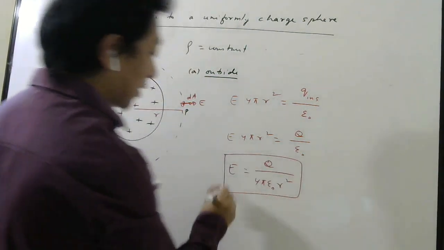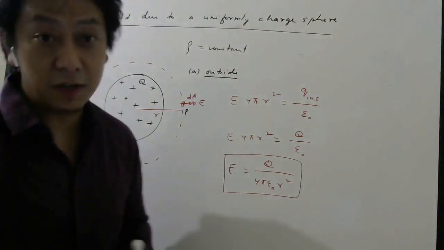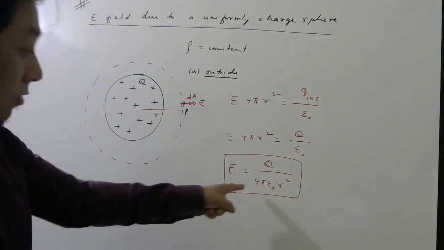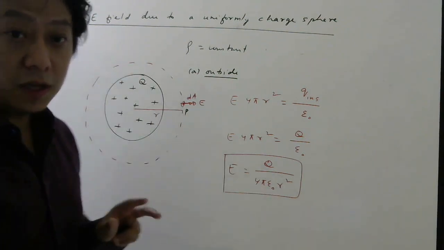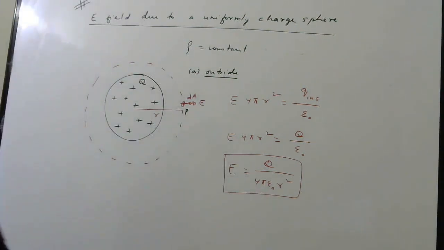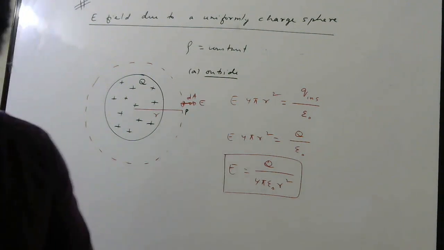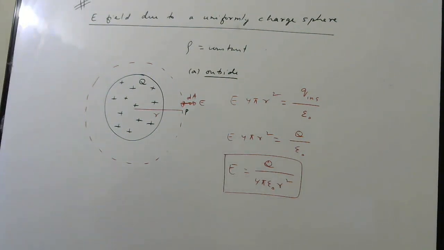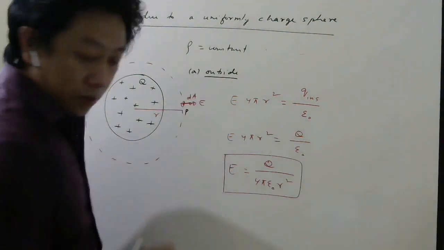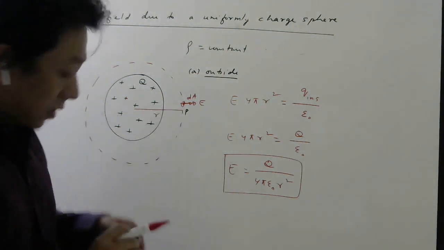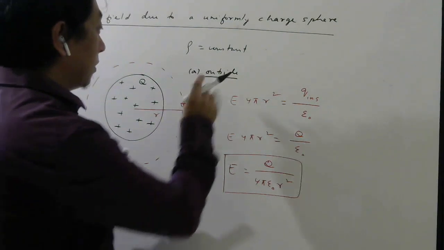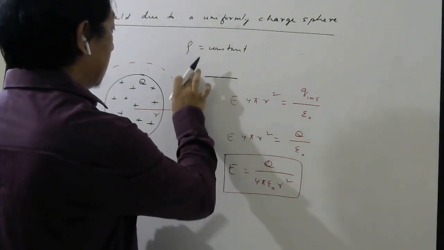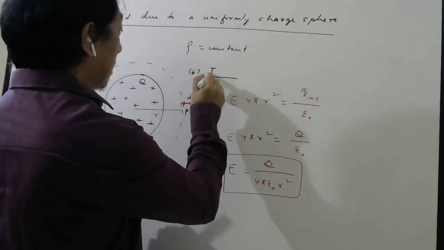So if you look, this was the same formula for shell of charge also. So the same formula we get for a sphere also if it is uniformly charged. Okay, Q represents the total charge. Now we are interested at a point which is inside the sphere. So now we will do for part B, inside the sphere.